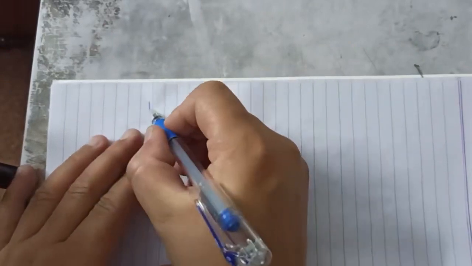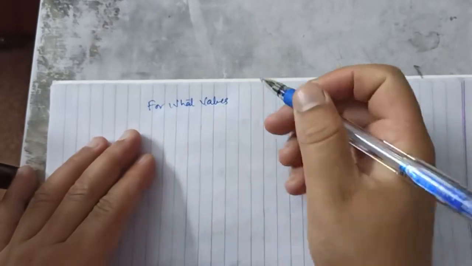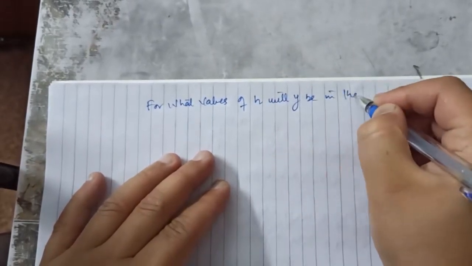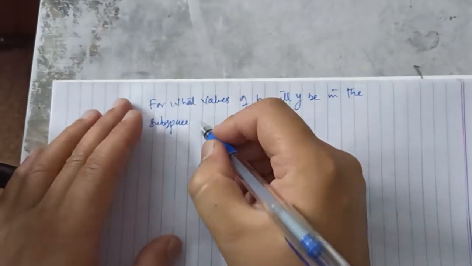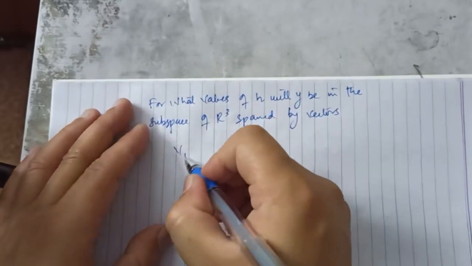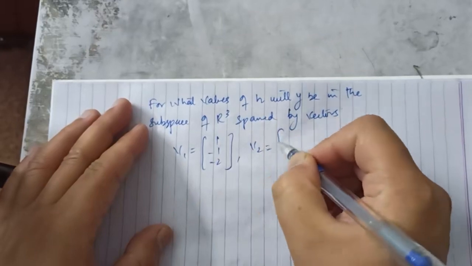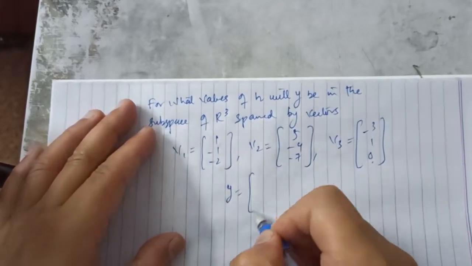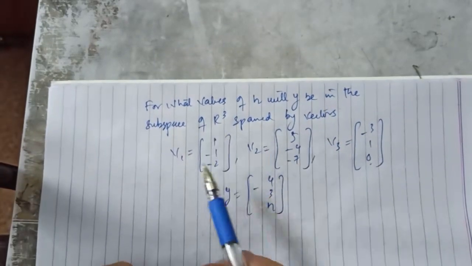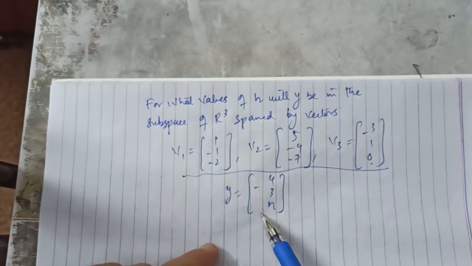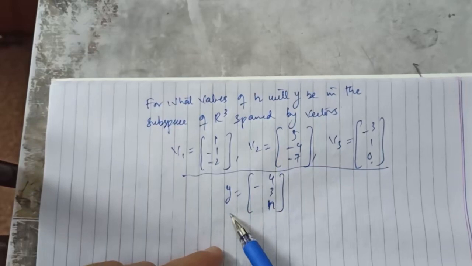So we can do another example. Say, for what values of H will y be in the subspace of R cube spanned by vectors v1, let's say 1 minus 1 minus 2, v2 is equals to 5 minus 4 minus 7, v3 is equals to minus 3 1 and 0, and y is equals to minus 4 3 and H. So the question here is if these three vectors define the vector space, what value of H will guarantee that this y will also be in H, right?